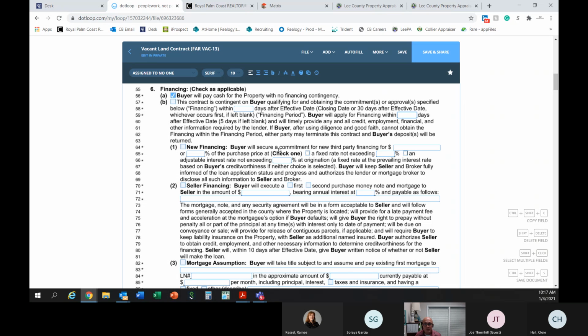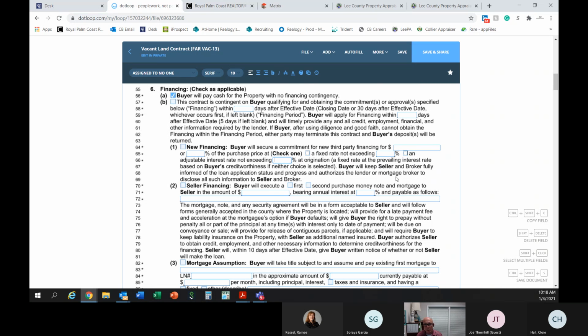So new financing, buyer will secure a commitment for new third-party financing for either a dollar amount or a percentage of the purchase price, and then you need to check one. Is it going to be a fixed rate, not to exceed blank percentage, or is it going to be an adjustable rate, not to exceed blank percentage? At origination, a fixed rate at the prevailing interest rate based on buyer's creditworthiness if neither choice is selected. So if you don't choose anything, by default, a fixed rate at whatever the market rate is will be applied.